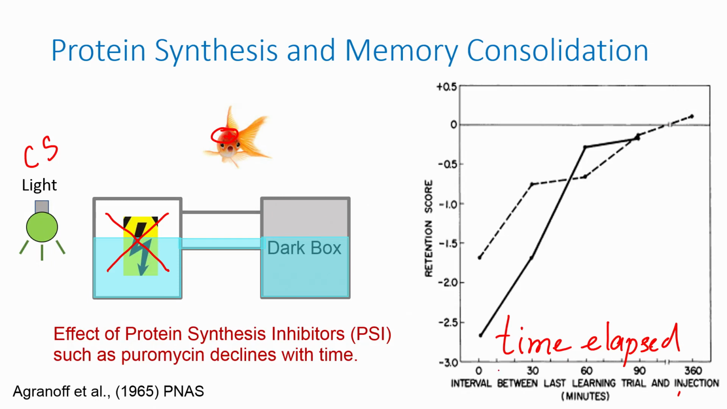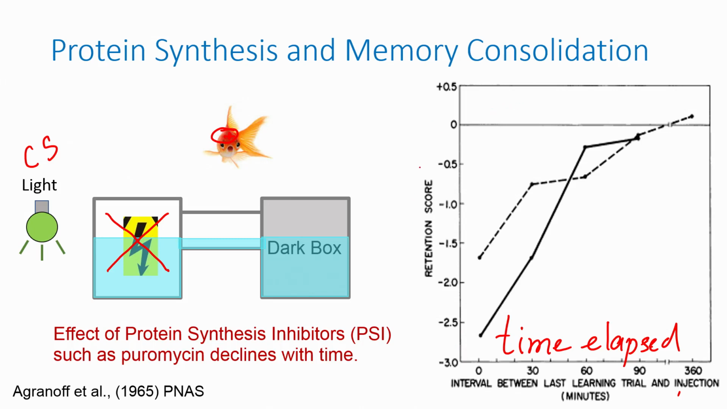Now, what you can see from here is that if the injection were given right then and there versus 360 minutes later, right then and there you inject, clearly they are performing less compared to a test that was done right after the training. That is what the retention score is measuring. If it is more negative, it means on the 4th day they are performing less, that is why it is negative. So, it is the 4th day performance minus the 1st day performance.